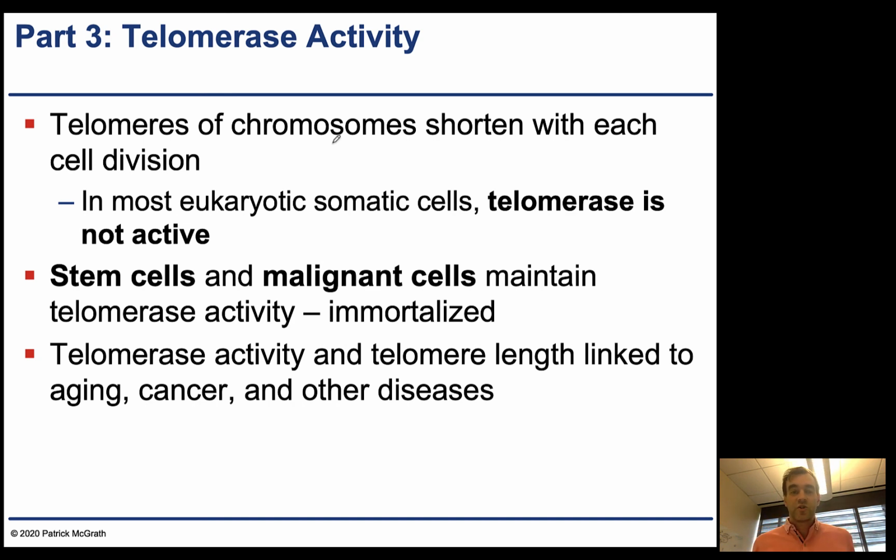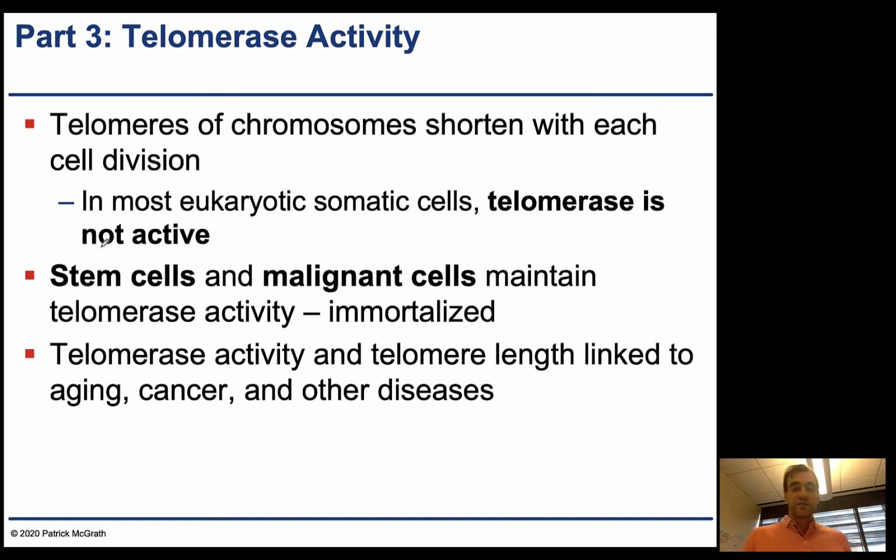So actually, in most eukaryotic somatic cells, if you just grab some random cell within your body that's duplicating, the telomerase is not actually active. And so in those cells, the linear chromosomes are actually shortening. In your germline cells, for example, the telomerase is active to make sure that what gets passed on into your gametes is the properly sized linear chromosomes.